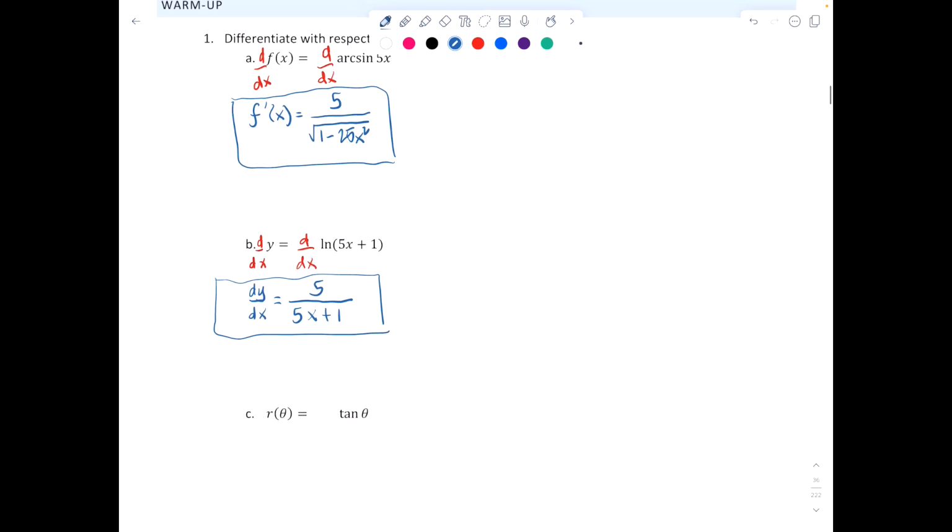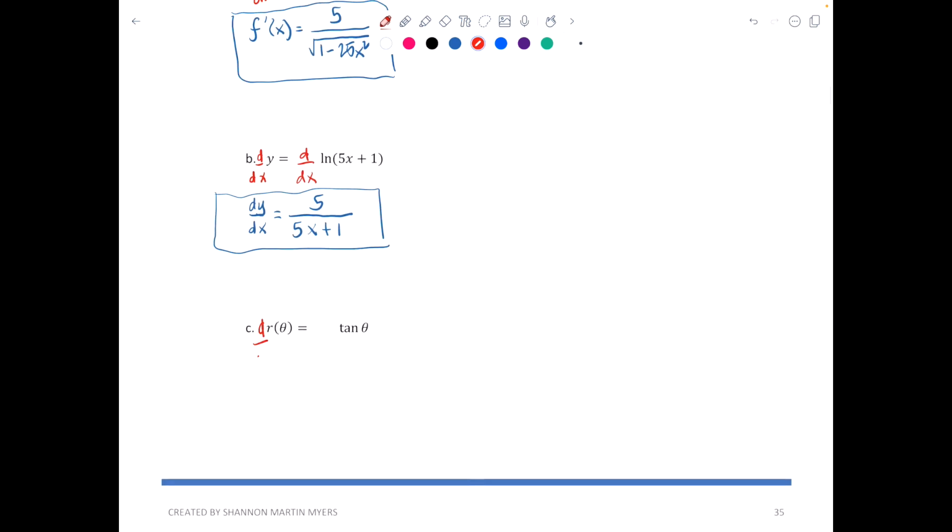You are welcome to pause the video and do all of these on your own if you'd rather, and then you can check and make sure that you were right and that I was right. All right, so this one we're going to differentiate with respect to theta. That is our independent variable. So we will have r prime at theta is equal to, so what's the derivative of that tangent function? Awesome, you got it. We get r secant squared at theta. Cool.